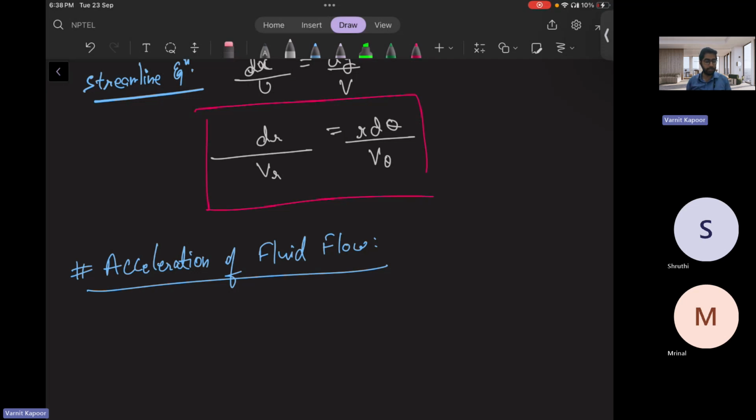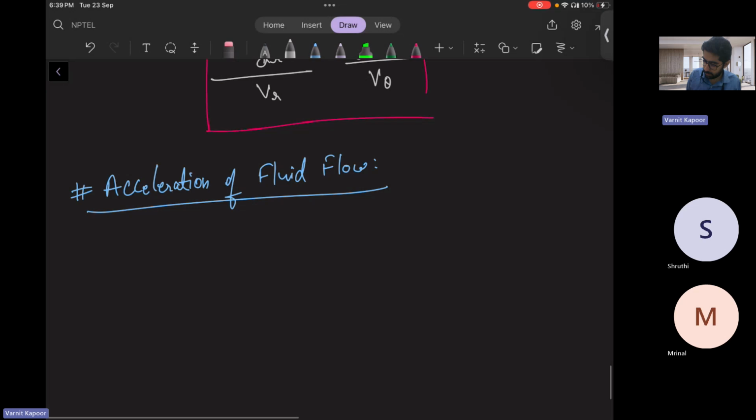So acceleration will have eventually two components, like velocity. Okay, one tangential component, one radial component. So if the direction of velocity is changing, that means that is your centripetal or centrifugal acceleration, which is responsible for the change in the direction. But if the magnitude of velocity is changing, that means the tangential component is responsible for that.